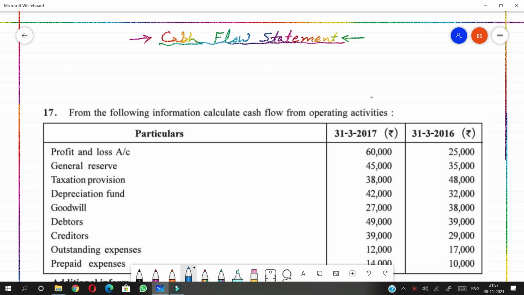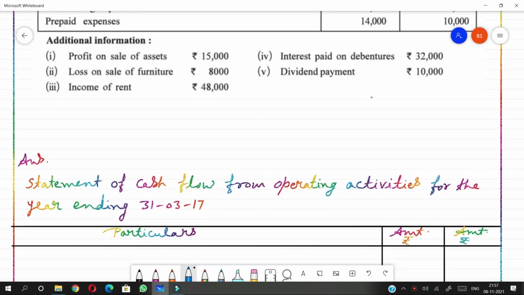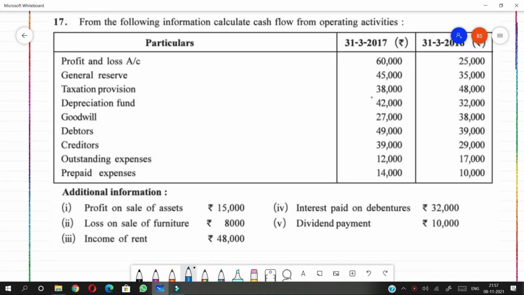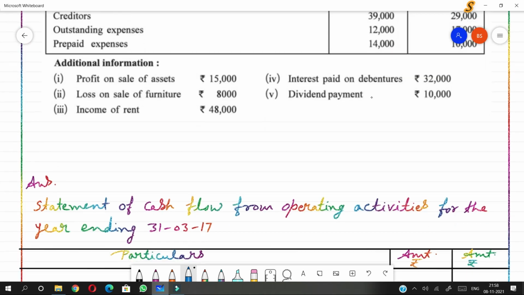Sum number 17: from the following information, calculate cash flow from operating activities. First of all, we will prepare the statement of cash flow from operating activities for the year ending 31st March 2017. First, we will record the closing balance of the P&L account, 60,000, and after that we'll deduct the opening balance of the profit and loss account, 25,000.